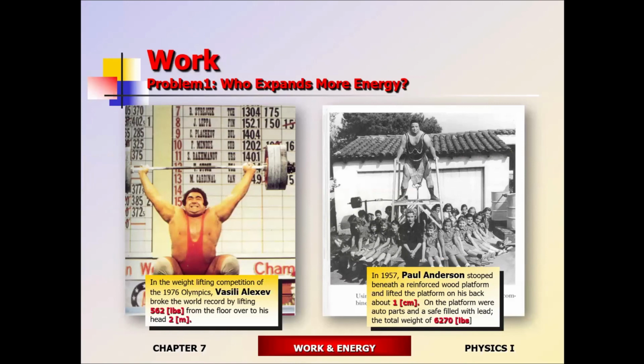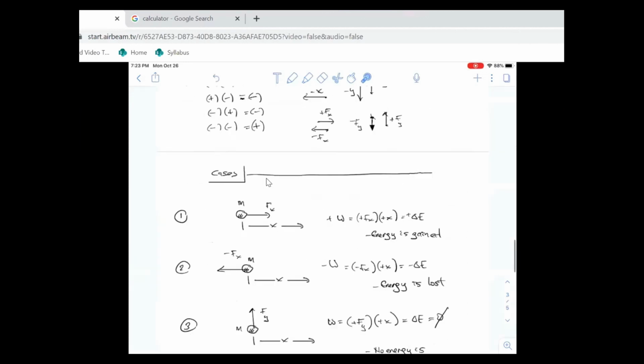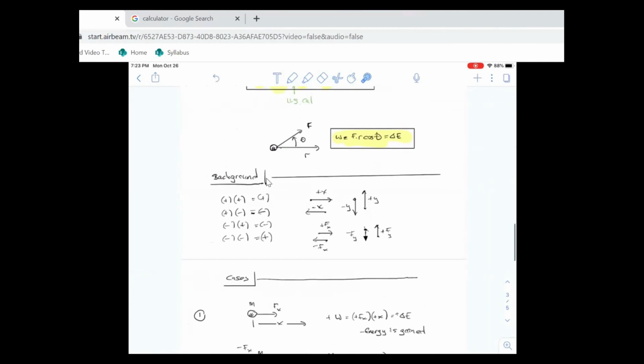Okay, so the next question: who expends more energy? Which one is more difficult to lift? Lifting something which is 500 pounds, or lifting something which is 6,000 pounds? Okay, so which one is more difficult? All right, so before we do that, let's utilize this formula.